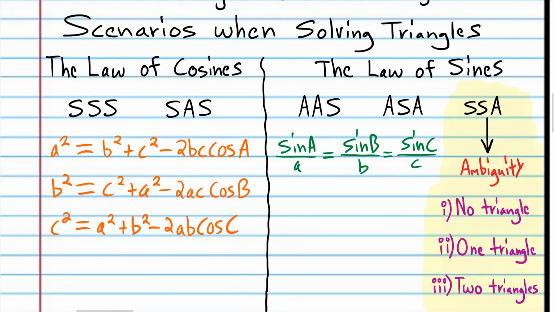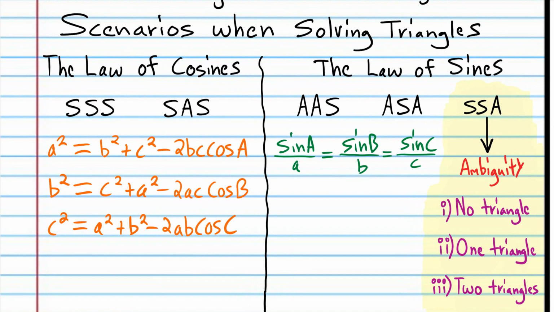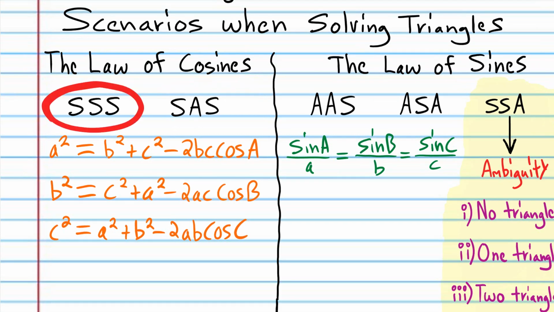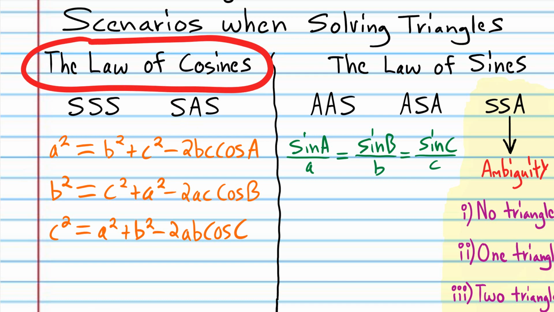When solving triangles, we encounter 5 general scenarios. The first scenario is when we have all three side lengths of the triangle, but we have no interior angle measures. In that situation, we're going to use something called the law of cosines to find the measures of the interior angles. The second scenario is when we're given the lengths of two sides of the triangle and the measure of the angle between those two sides. In that situation, we're going to use again the law of cosines.